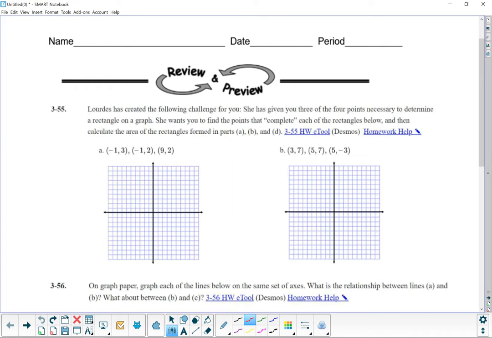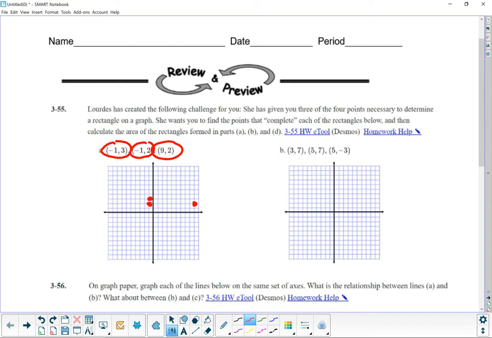So for part A, okay, we are gonna graph these 3 points. That first point is -1, 3. So you can go on here. -1 and 3 is right there. Okay. Next point is -1 and 2. -1 and 2 is right below that. So right there. And then the next one is 9 and 2. So if you count 9 this way, that's all the way to 9 and 2. You have right here. Right. So that's the third point.